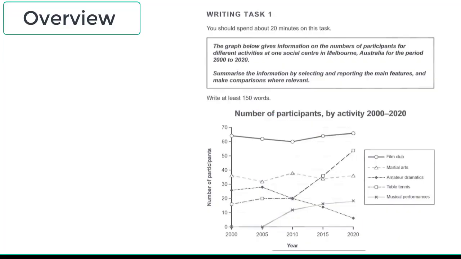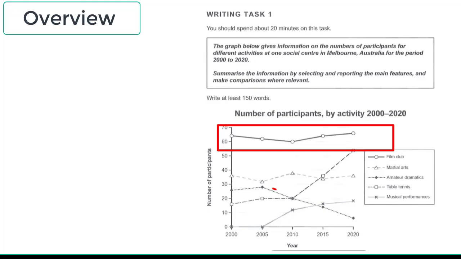You can see in this example the film club remained consistently high. This is the highest. And then look at the amateur dramatics. So a steady decline, which is the lowest. And if you take a look at the dramatic change, you can see the table tennis grew significantly.